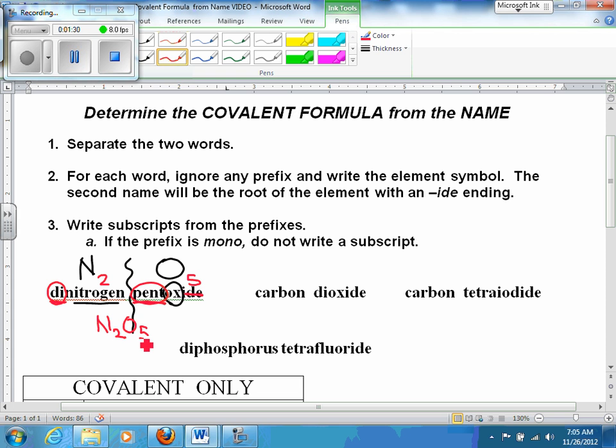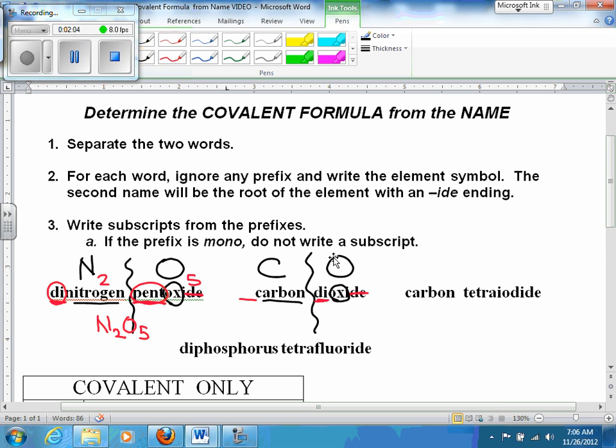All right, let's try another one. Step number 1, split the two words. Now ignore any prefixes. Carbon doesn't have a prefix, so we're not going to give it a subscript. We're going to ignore di for a while, and cancel out the IDE. What we're going to focus on is the element name. This one's carbon, so I'm going to put C. And then oxide is going to be oxygen.